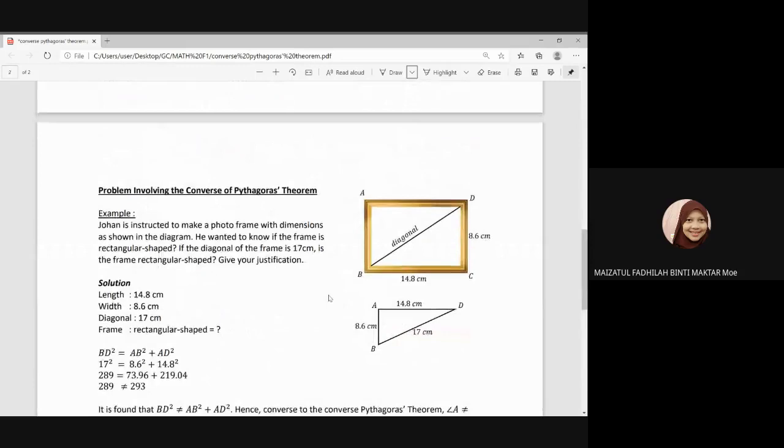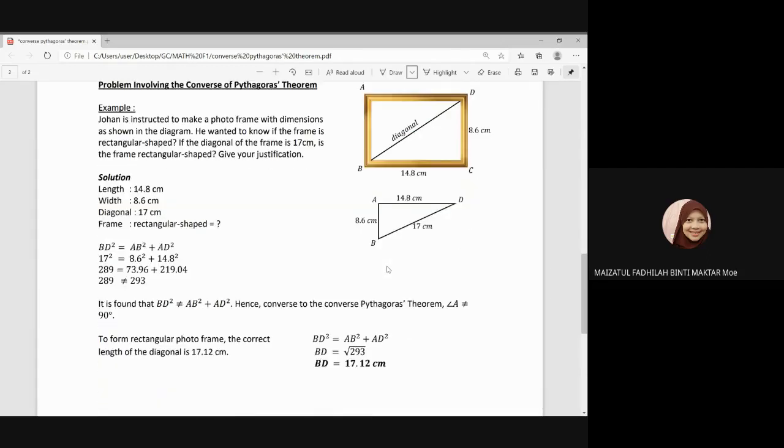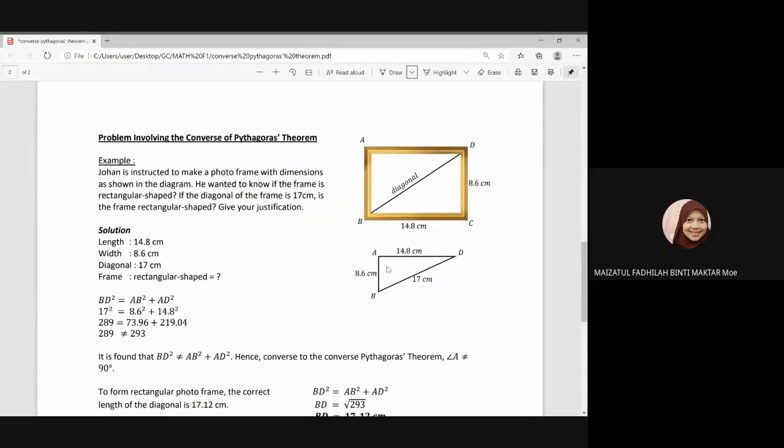Okay. So what if the question is a problem solving question? Alright. Problem solving of the Converse of Pythagoras Theorem. You must determine whether the rectangle has a right angle triangle or not. Okay, we have a 90 degree. All right. So this is what we call problem solving. All right. We use it in our surrounding situation.